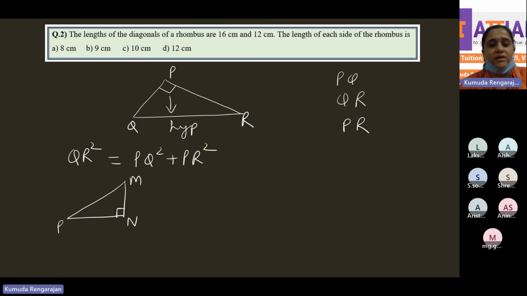Now this again is a right triangle. What is the result by Pythagoras theorem? Which is the hypotenuse? MP is the hypotenuse because that's the side which is opposite to the right angle. So MP square is equal to MN square plus NP square.